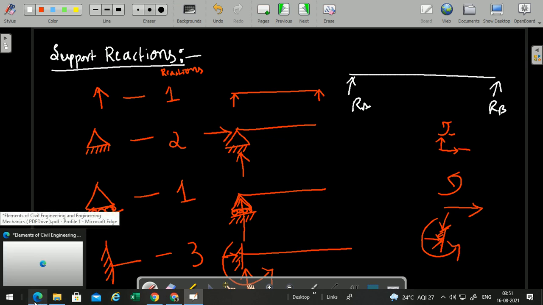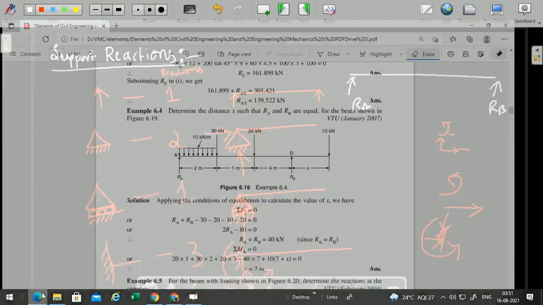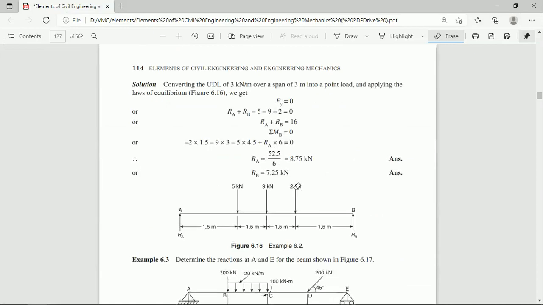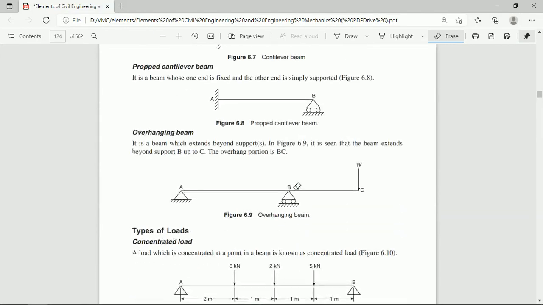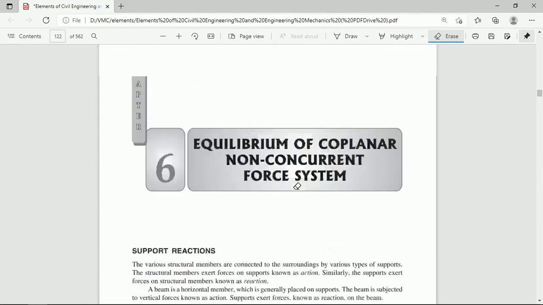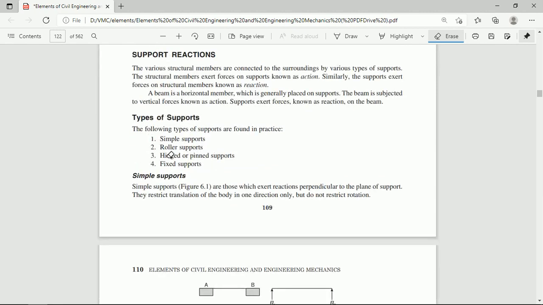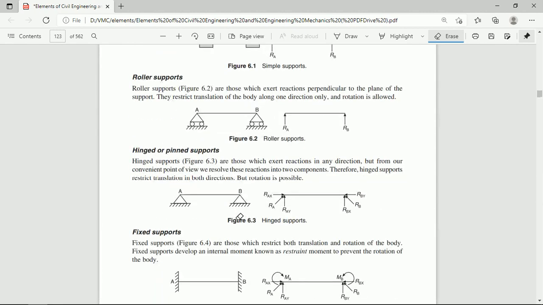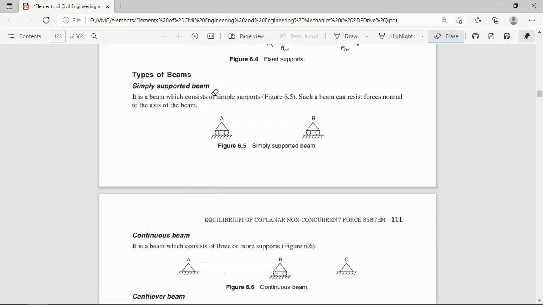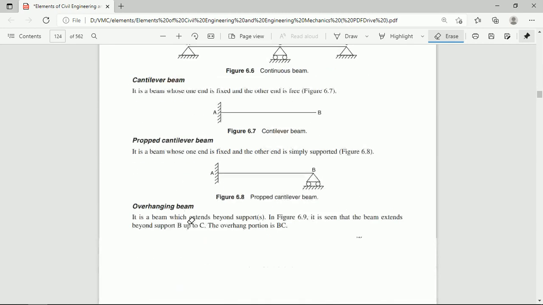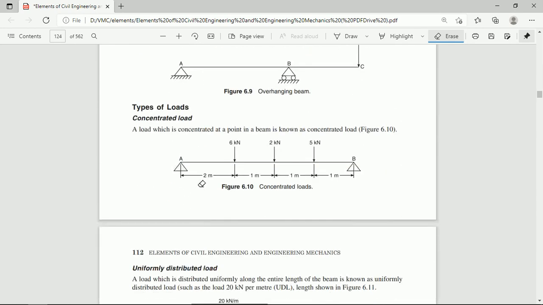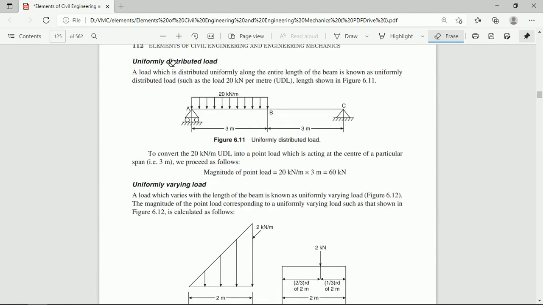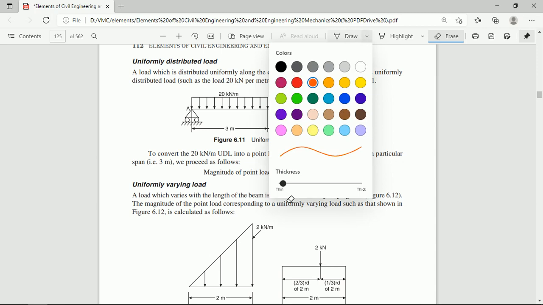You just see here the different types of loads and the conversion that we have already discussed. You just have a glance at it. Types of support are roller support, hinged support, fixed support, and simply supported beam. There are different types of beams. And the concentrated load, only a point load, is acting at a single point. Then UDL and UVL. I have already explained the conversion here.